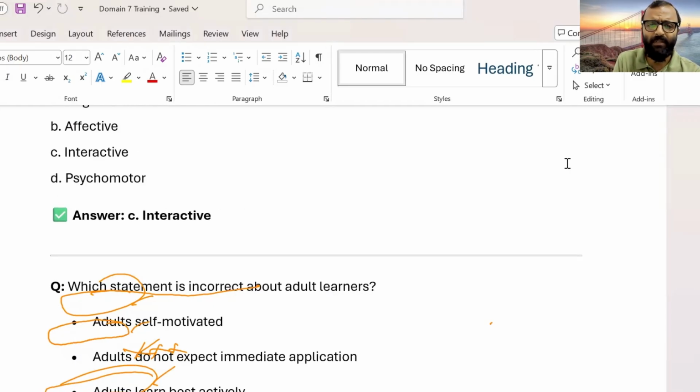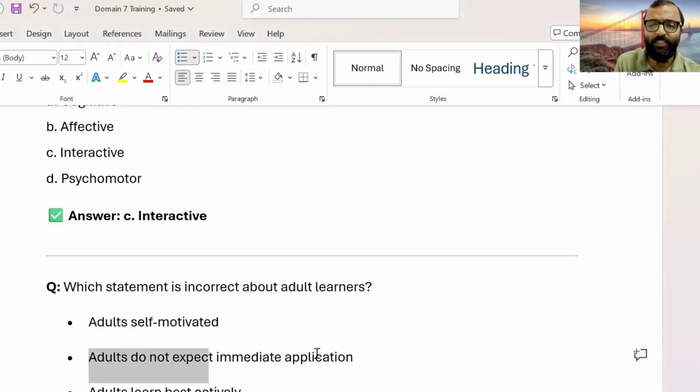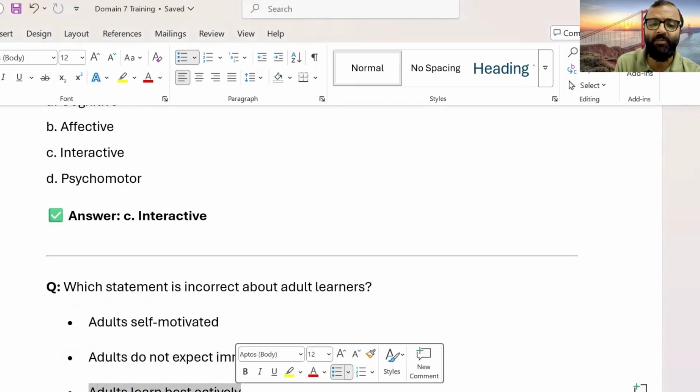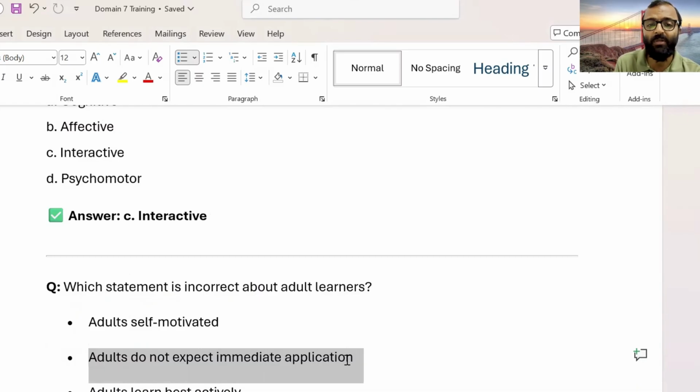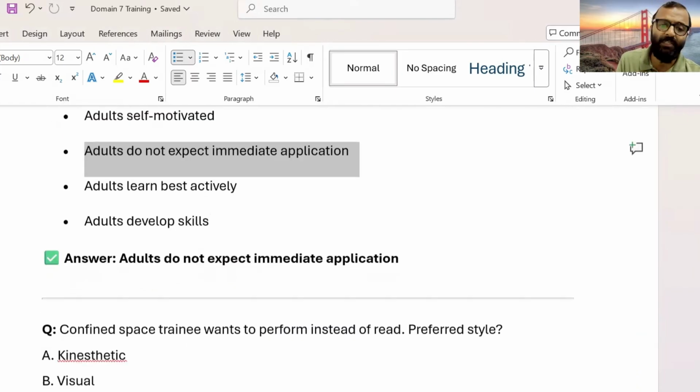Which statement is incorrect about adult learners? Adults are self-motivated, correct. Adults do not expect immediate appreciation. Adults learn best actively. Adults develop skills. This is not the incorrect one. Okay, correct. That also we have discussed in the last time.